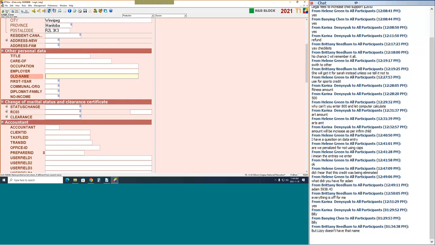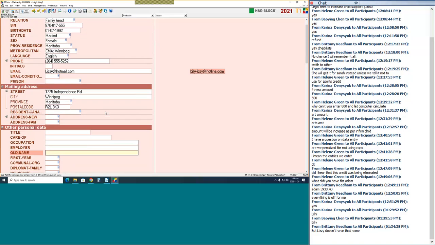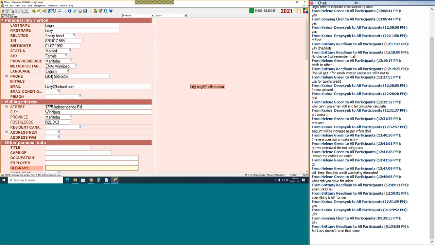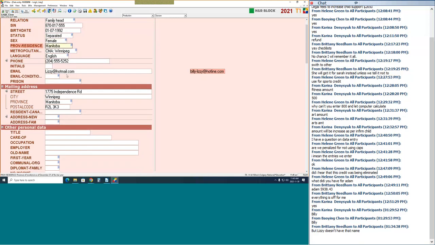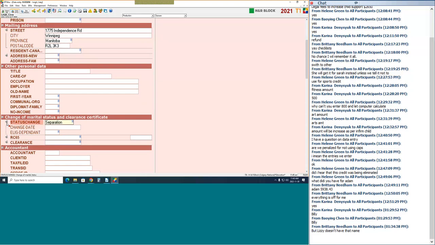Okay. Then we need a marital status change, and this one we're going to trigger in a different way than we did before. We're going to take that married status and change it to separated. So if I say married, I'm going to change it to separated. You can notice when I did that, it opened up a status change, and it's already filled in that what's changed is a separation. And now I have to have a date for the separation.